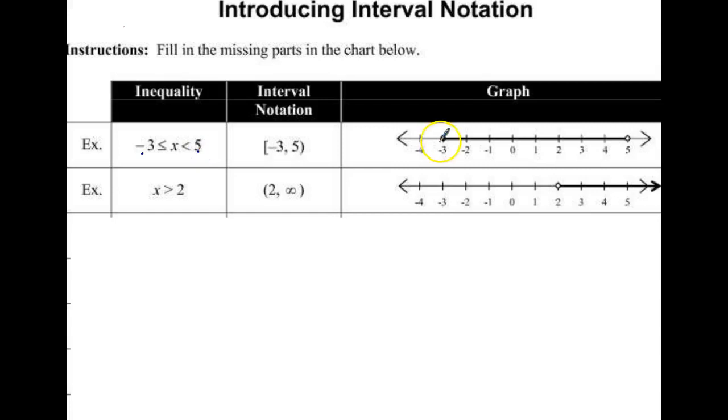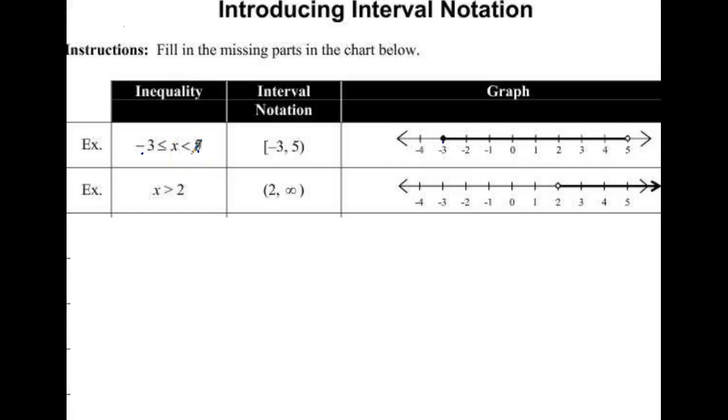Since -3 has a dark hole, it means it's included. So I have to include an equal sign in the inequality. And since the 5 is an open hole, that means it's not included. So I cannot include an equal sign. Okay, if you forgot, just remember, the black dark circles mean I have enough ink to type an equal sign. And if it's open, that means I don't have enough ink for an equal sign.